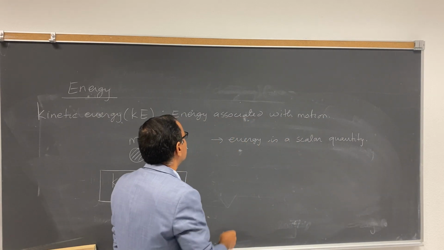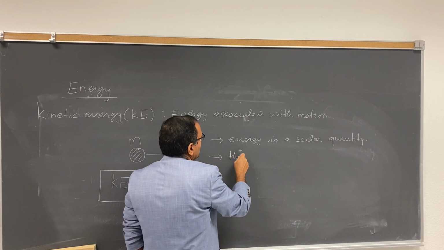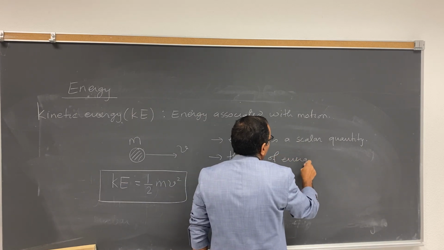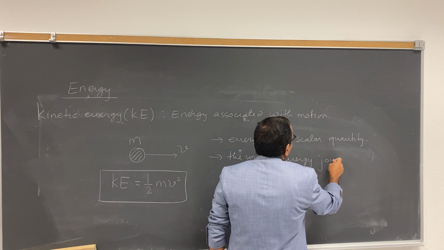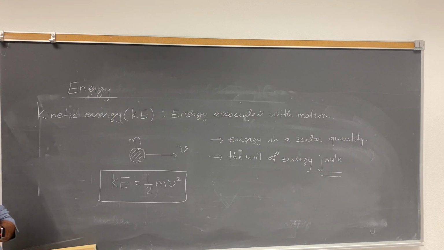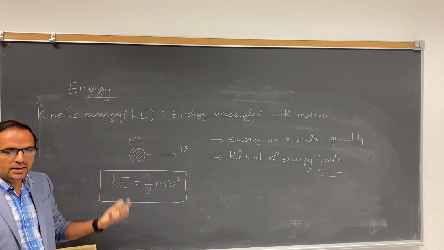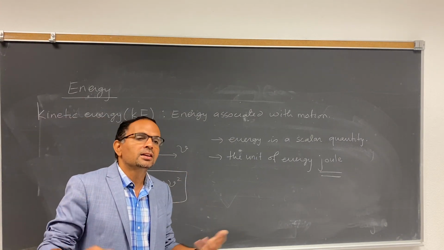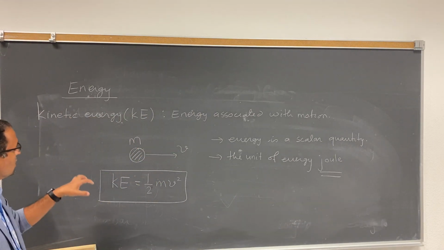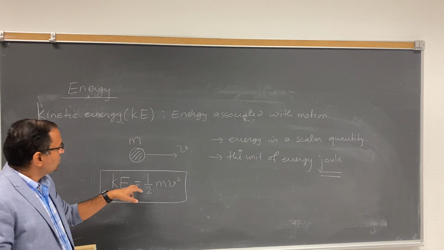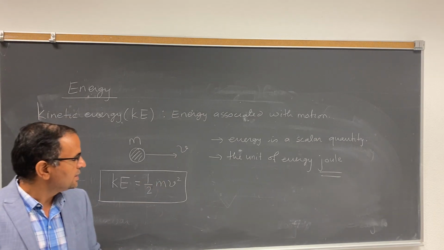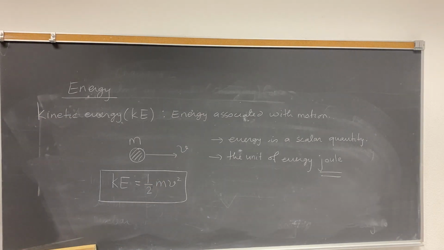And the unit of energy is joule. The unit of energy is joule. Whatever you have, kinetic energy, potential energy, electric, we simply use the SI unit joule. So to measure the kinetic energy, you write 1/2 mv², or the formula to calculate the kinetic energy is 1/2 mv².